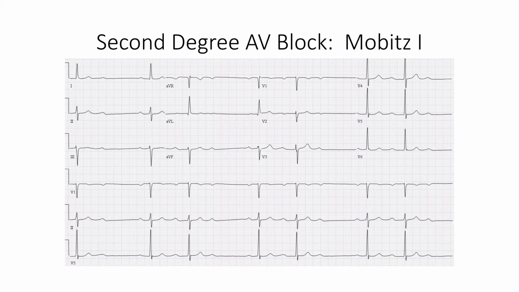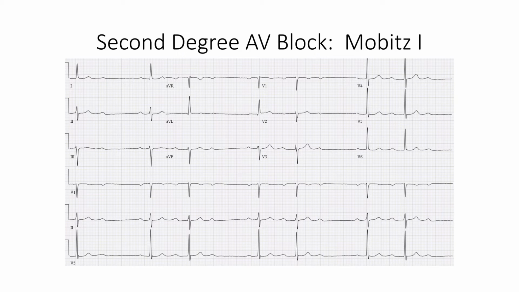So next is second degree AV block. Before I explain this, I want to say that the terminology here is a little bit clumsy, and I find that it can be confusing to many students who are learning ECGs for the first time. Second degree block just means that the patient is starting to have enough AV block that they're starting to intermittently drop QRS waves.